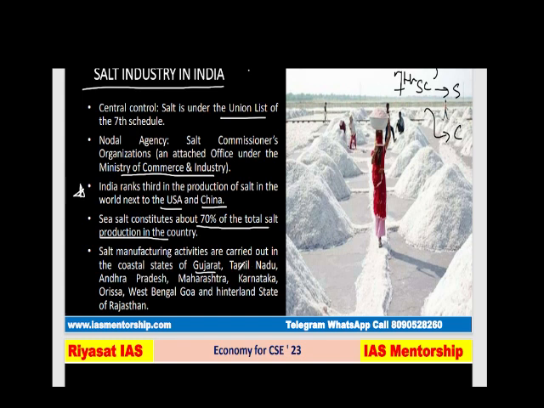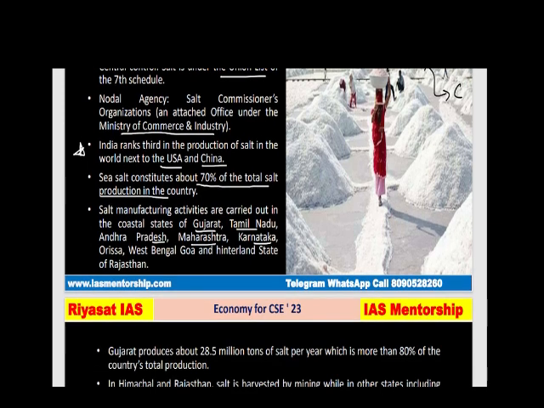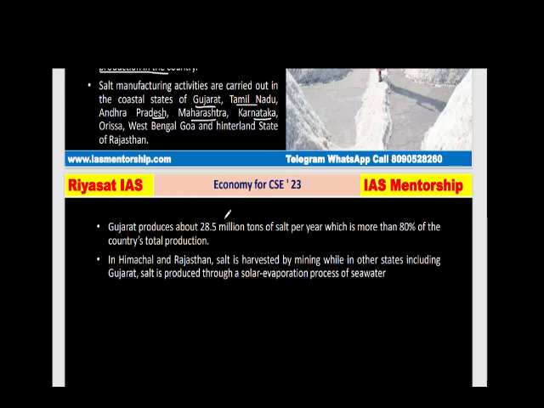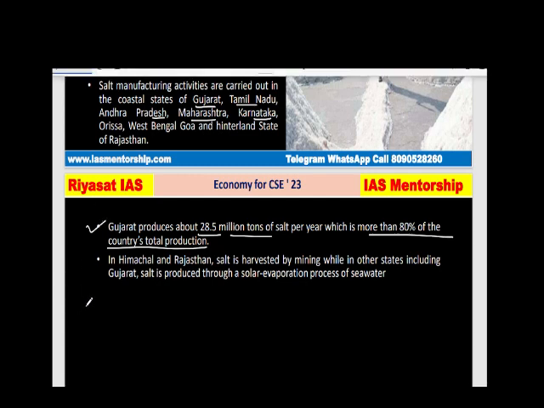States such as Gujarat, Tamil Nadu, Andhra Pradesh, Maharashtra, Karnataka, Odisha, West Bengal, Goa, and the hinterland state of Rajasthan. All these areas have potential for salt manufacturing. Apart from that, Gujarat is the leading producer, accounting for more than 28.5 million tons, which is more than 80% of the country's total production. See how much salt is being produced by Gujarat.